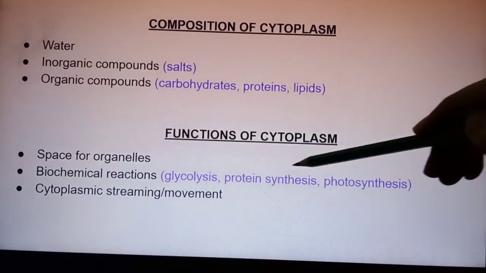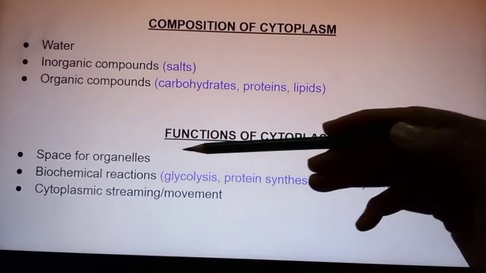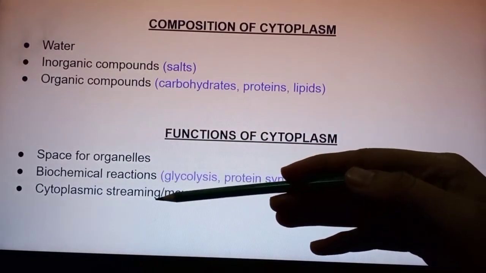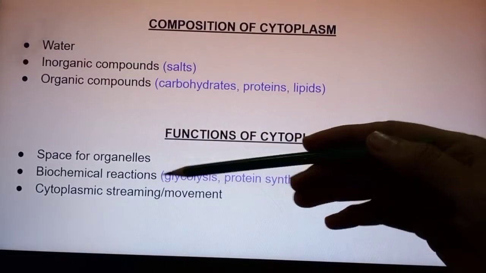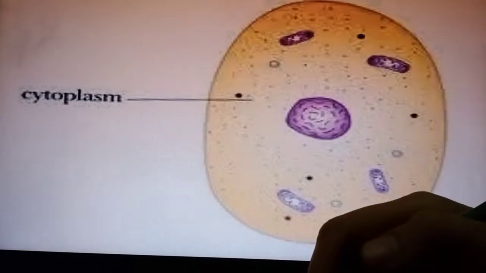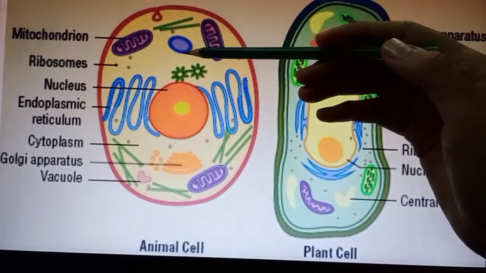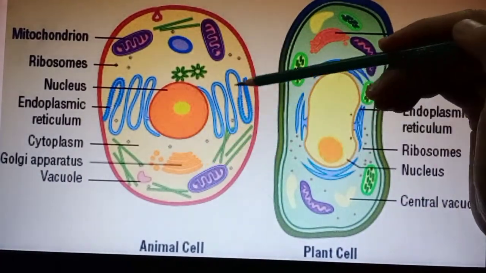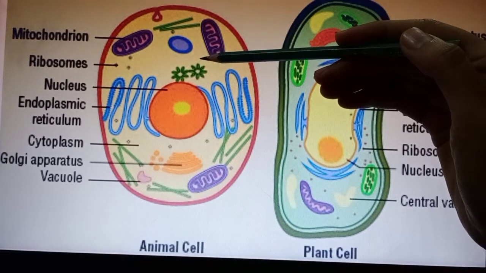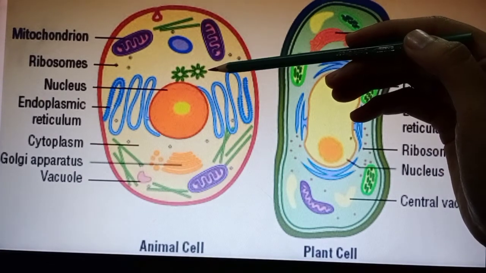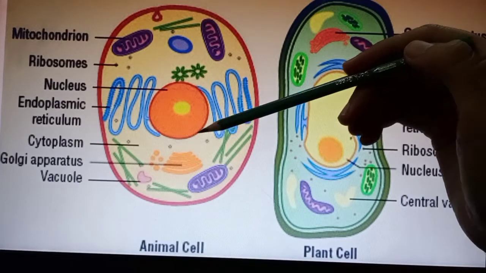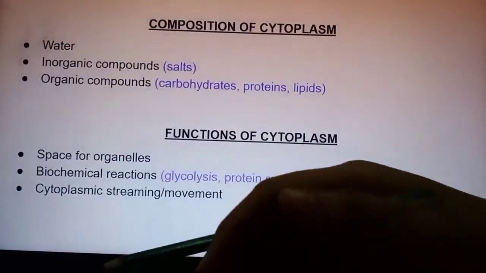Then come the functions of cytoplasm. Cytoplasm has three major functions. First is that it provides a space for all the cell organelles. So cytoplasm is the place where all the cell organelles are present, or it provides a place for the organelles to be and perform their functions.